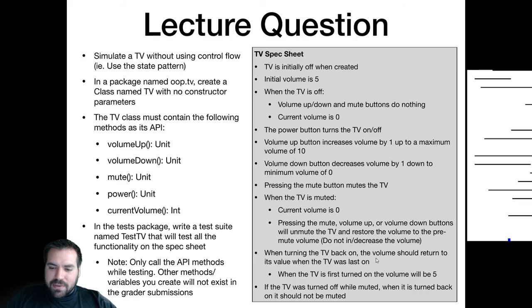And when turning the TV back on, the volume should return to where it was when the TV was initially off. So you can see that there's a volume variable. You're going to want a volume variable attached to this TV, independent of any of its states. And then in each state, the current volume is either going to return what that internal variable actually is, or 0, depending on that state.